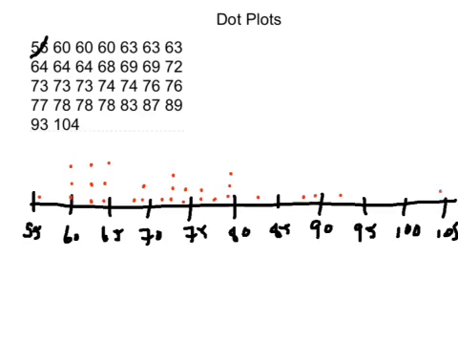So again, a dot plot is just drawing a real number line and then putting dots at the values, and if there's multiple values, just stack the dots.